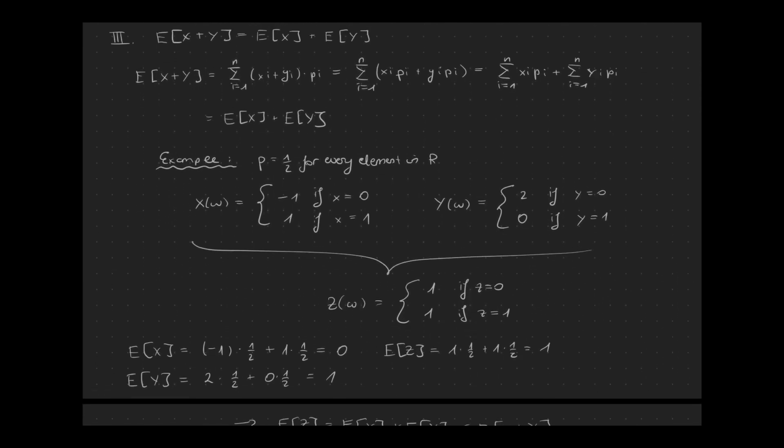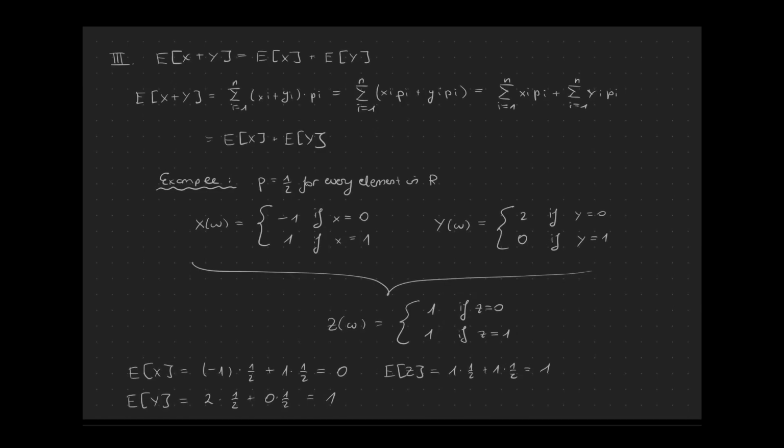Let's talk through an example to see what this implies. So let's say we have random variables x and y. X is minus 1 if x is equal to 0, and 1 if x is equal to 1. Y is 2 if y is equal to 0, and 0 if y is equal to 1. And the probability for each realization is equal to 1/2. We can combine those two random variables into z by summing over the realizations.